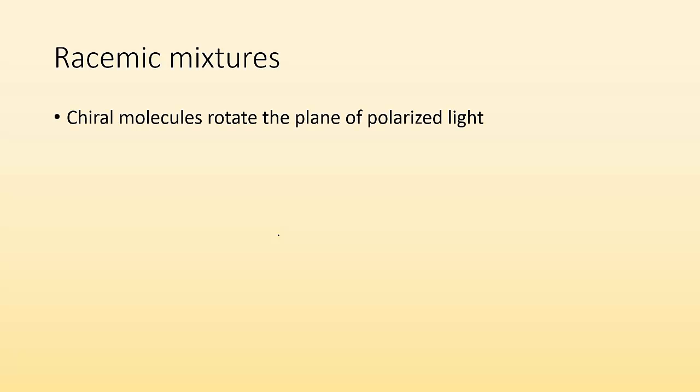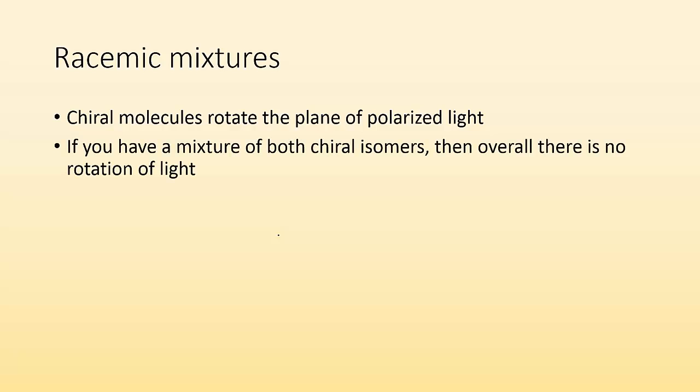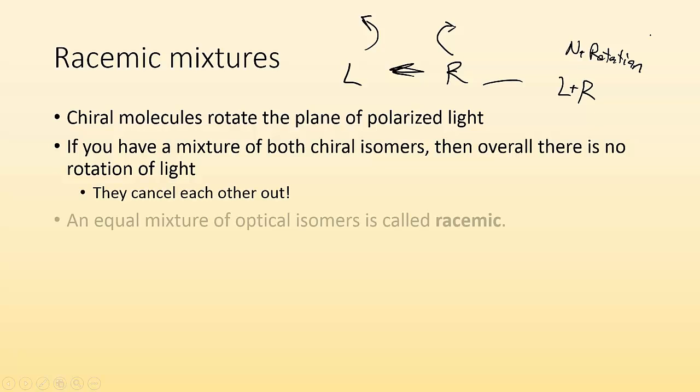All right, racemic mixtures. New vocab, not incredibly confusing, though. It's basically you have chiral molecules, so you know that they rotate the plane of polarized light. Well, if you have a mixture of both chiral isomers, then overall there is no rotation of light. So if I had the left-handed version and the right-handed version, the left-handed version may rotate it counterclockwise and the right-handed may rotate it clockwise, but when you mix them together, there is no rotation. And that is a racemic mixture. So they cancel each other out. An equal mixture of optical isomers is called racemic.